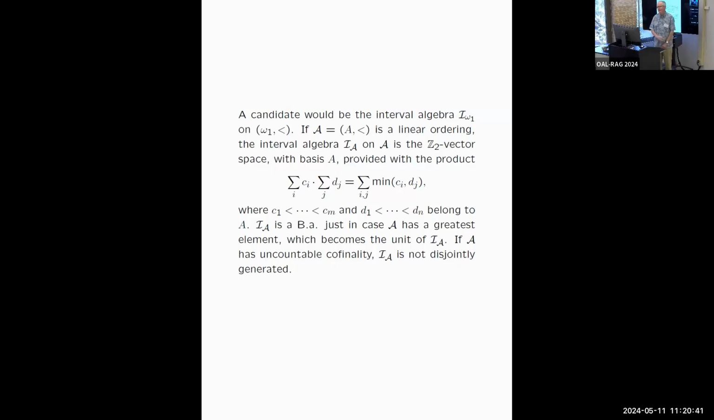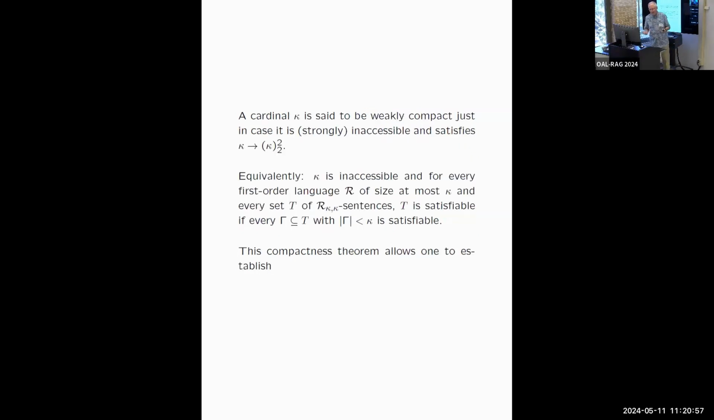So I began to think, maybe I don't look at the interval algebra on omega 1, but on the interval algebra on kappa, some kappa bigger than that. There are all different kinds of definitions of special large cardinals. A cardinal kappa is said to be weakly compact just in case it has two properties. First, it is inaccessible, by which I mean strongly inaccessible. What does that mean? It's a regular cardinal, and if lambda is less than kappa, then 2 to the lambda is less than kappa. The combination of those two is inaccessible.